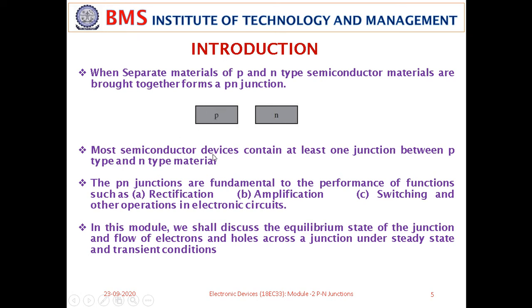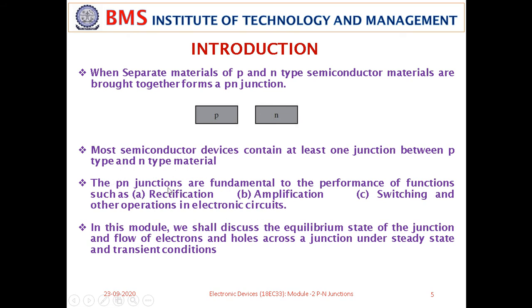Most semiconductor devices contain at least one junction between p-type and n-type material. You can take the example of the bipolar junction transistor, or FET, field effect transistor, MOSFETs, metal oxide semiconductor field effect transistor. Any semiconductor device you consider should be made up of at least one junction between p and n type material. The p-n junctions are fundamental to functions such as rectification, amplification, switching, and other operations in electronic circuits.